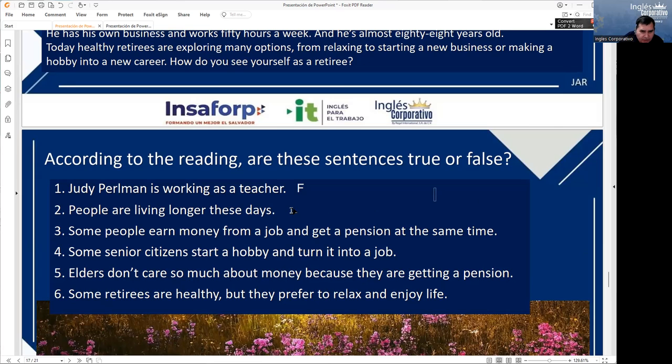People are living longer these days. True. Some people earn money from a job and get a pension at the same time. Some senior citizens start a hobby and turn it into a job. Elders don't care so much about money because they are getting a pension. Some retirees are healthy, but they prefer to relax and enjoy life.